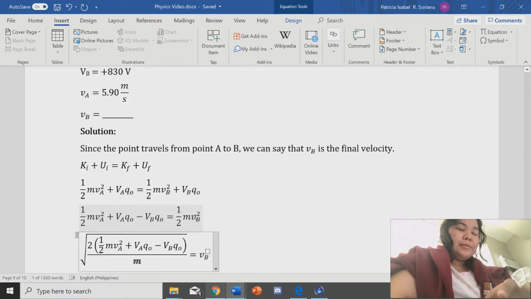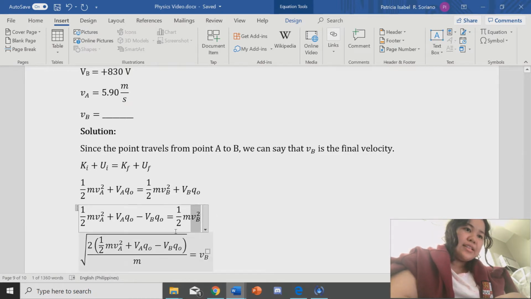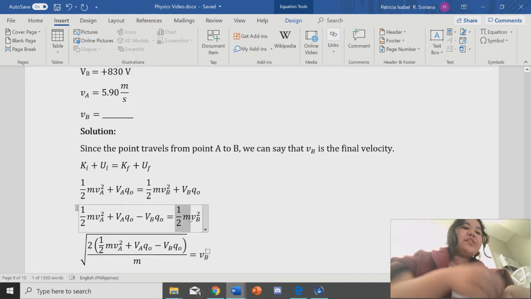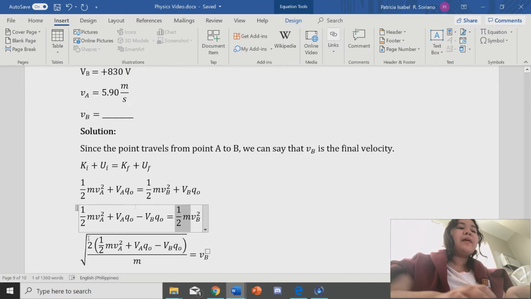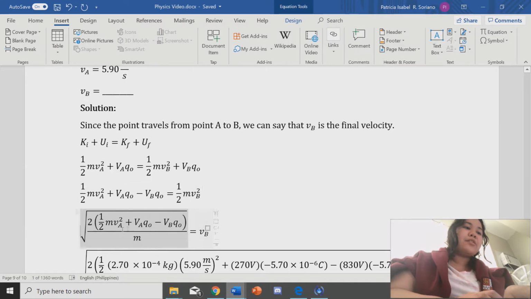Then we have to square root everything, since once we isolate our VB, it's still V squared B. So we have to square root whatever we get after isolating everything, after removing this 1/2 m by multiplying the left hand side and the right hand side by 2, and by dividing everything by m. So in short, this is the final equation that we'll be getting. This is the simplified equation to get VB.